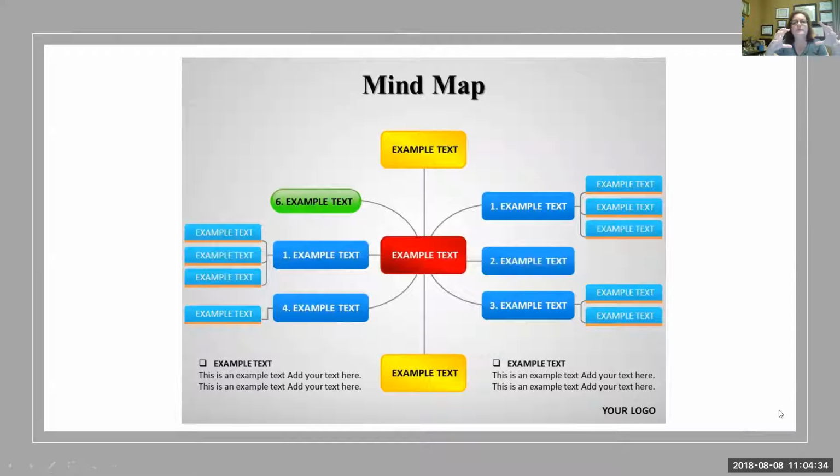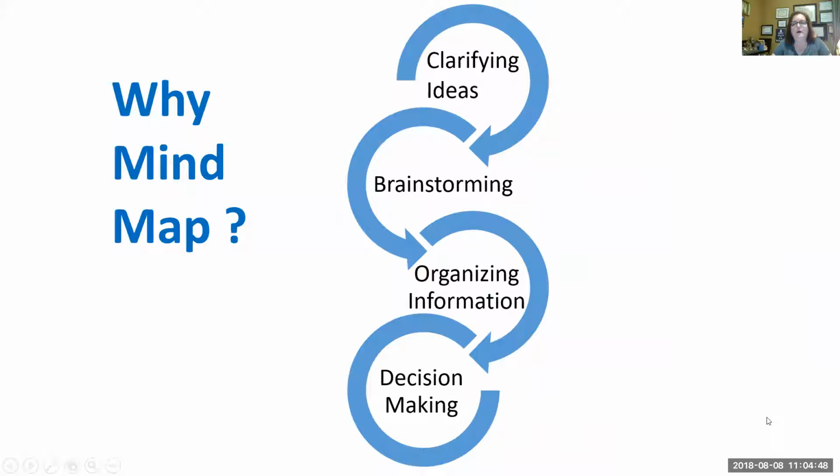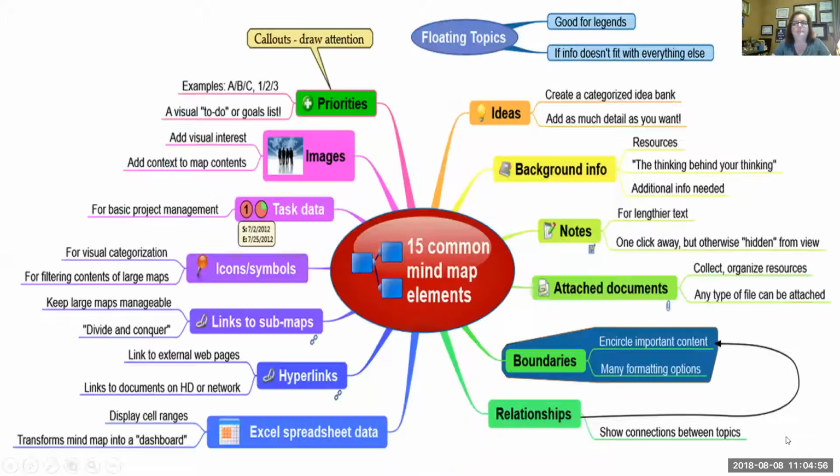The more important topics and information on your mind map are closer to the center of that central node, and then everything that builds off of that is still important, but there are smaller aspects of your overall project. Why do we use a mind map? We use mind maps to clarify ideas for brainstorming, organization forming, and decision making.